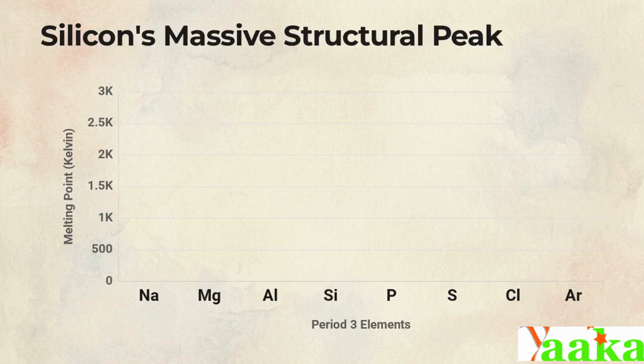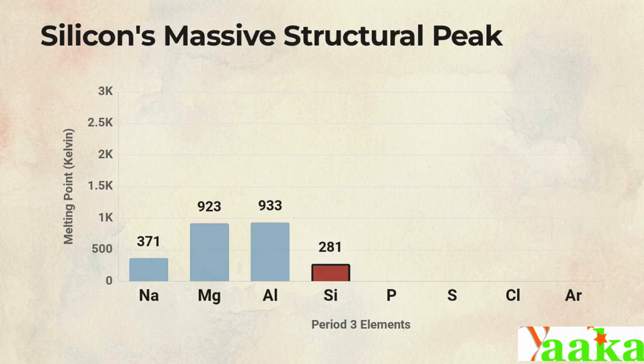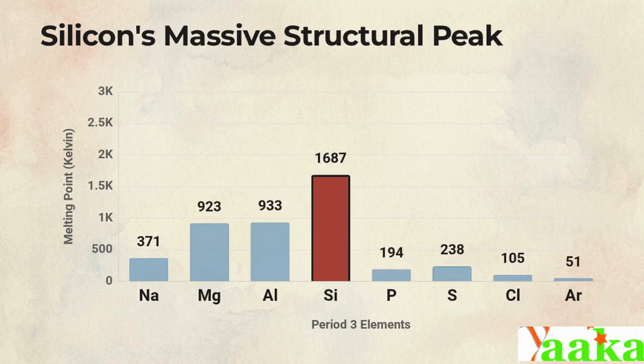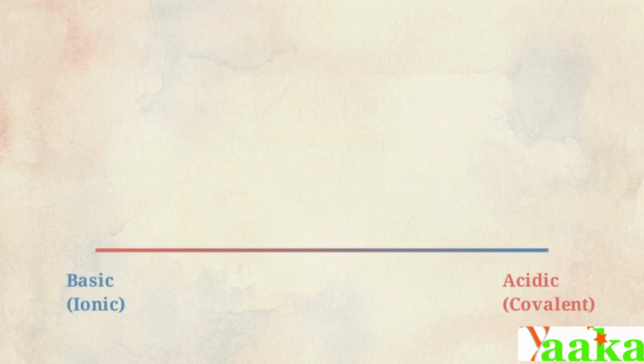This bar chart shows the melting points across period 3. Here, the pattern depends almost entirely on the structure and the chemical forces broken during melting. The moderate rise for sodium, magnesium, and aluminum reflects their metallic lattices. The massive peak at silicon occurs because it forms a giant covalent network. Melting it requires breaking millions of strong silicon-silicon bonds. After silicon, melting points crash as phosphorus, sulfur, and chlorine form simple molecules held together only by weak London dispersion forces. This transition from ionic to covalent bonding also dictates chemical behavior.